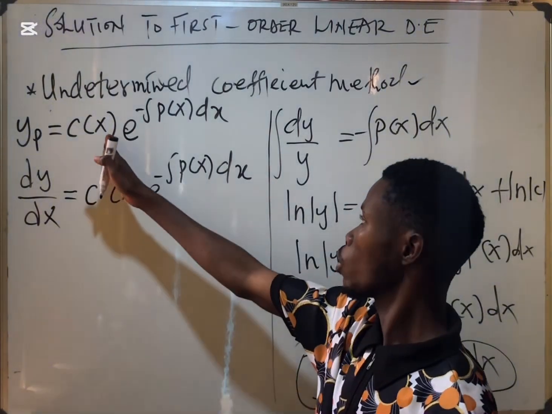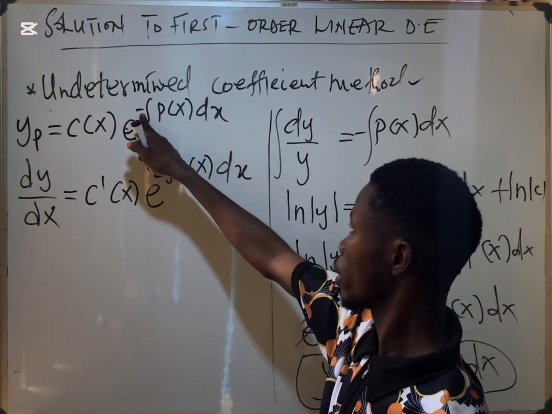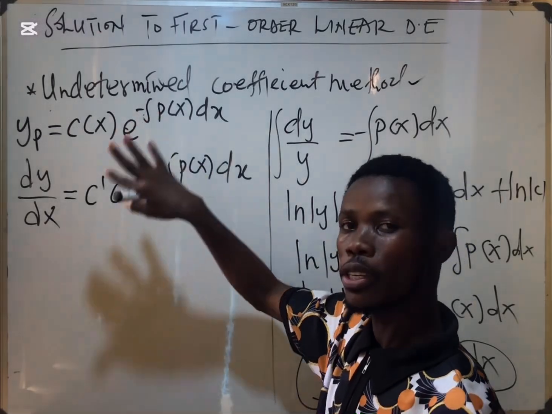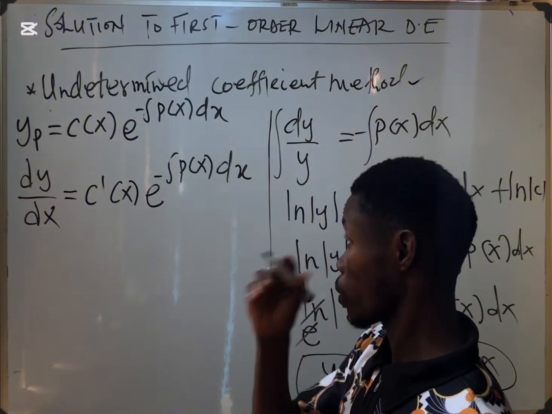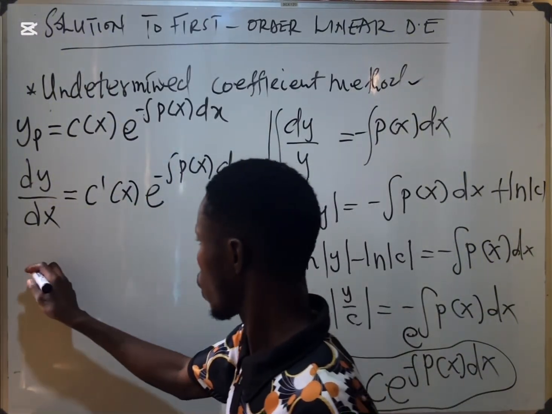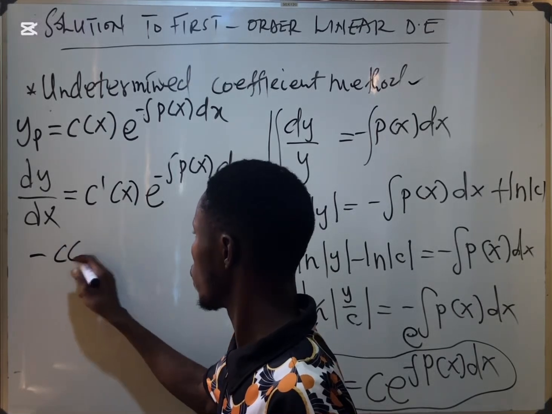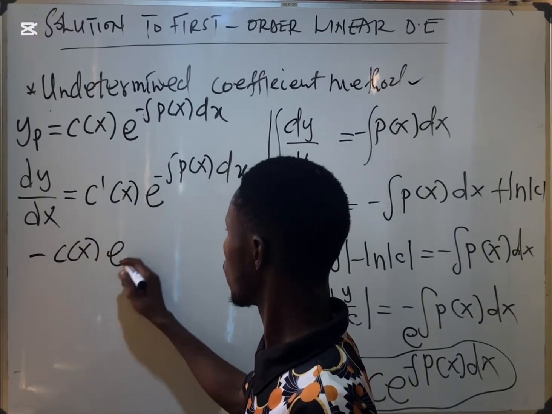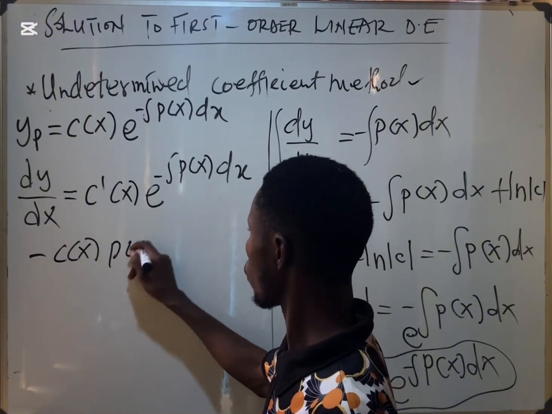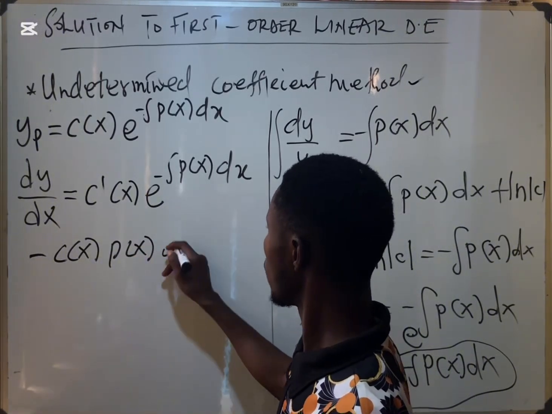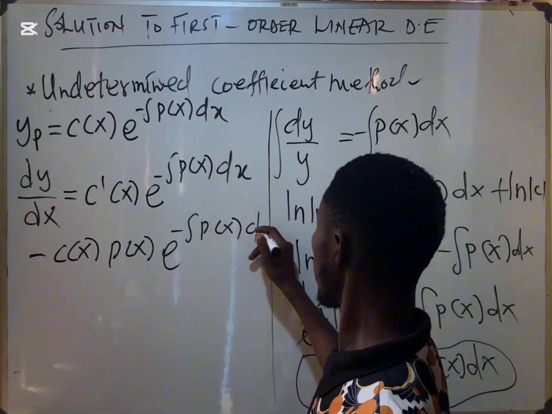Now, let's hold this and differentiate the other. If we differentiate this one, because of the negative, it will give you negative, and differentiation of an integral is the reverse of the other. So this is what we are going to have. It is going to be plus, but because of the minus, we are going to have minus c of x multiplied by p of x e to the negative integral of p of x dx.